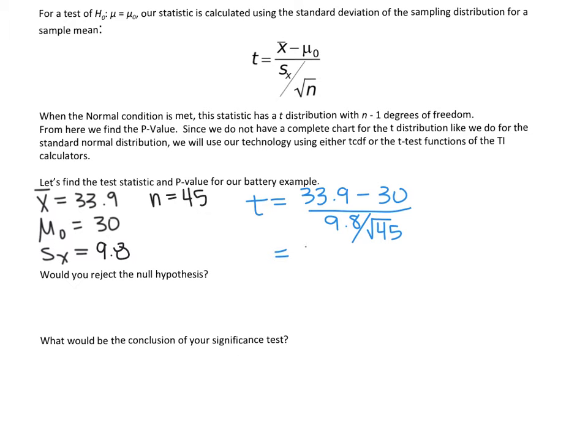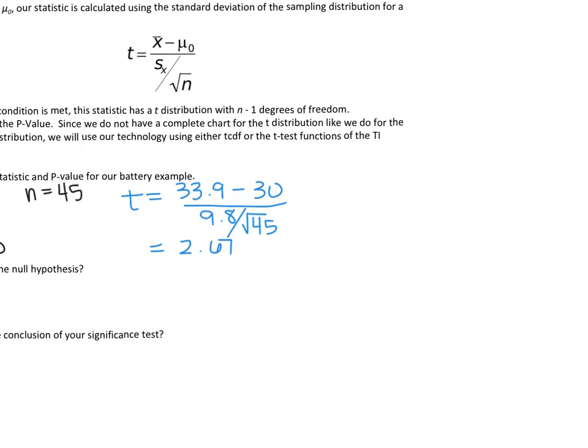And we end up with a t-value of 2.67. So let's go ahead and draw our curve. So we are going to look for a t critical value. So that t critical value we're going to use is going to come from that t-table.